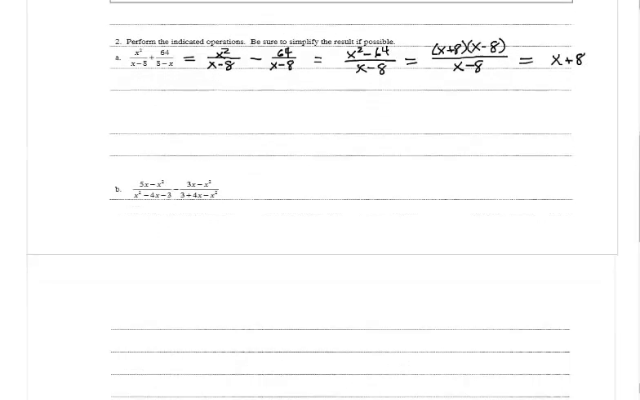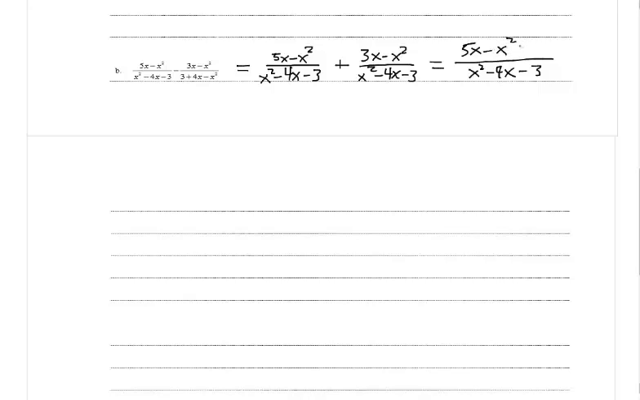In this next example, I have 5x minus x squared divided by x squared minus 4x minus 3 minus 3x minus x squared divided by 3 plus 4x minus x squared. And if we look at the two denominators, all of the signs in front of our coefficients are the opposite of each other in the denominators.